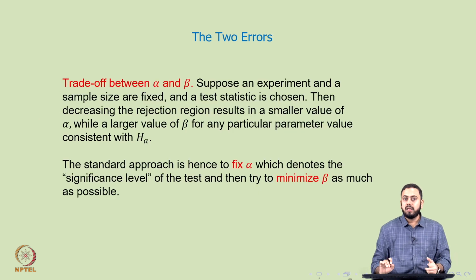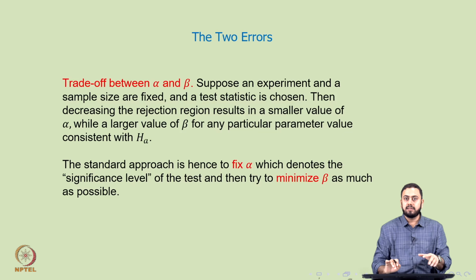Now surprisingly, we have a trade-off between alpha and beta. So we'll try to explain what exactly the trade-off is. Suppose an experiment and a sample size are fixed, and a test statistic is chosen. Then decreasing the rejection region results in a smaller value of alpha, while a larger value of beta for any particular parameter value consistent with HA. So what exactly is the trade-off?